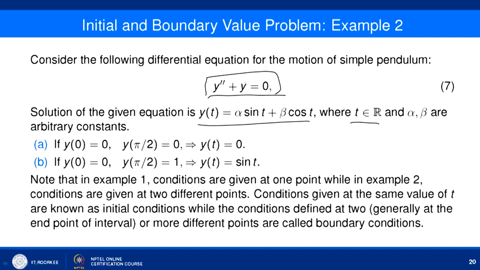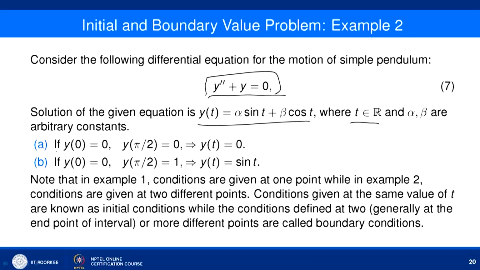Now since it is a second order differential equation, we need two conditions. So if we consider the following two cases: first condition, if y(0) is 0 and y(pi by 2) is equal to 0, we can check that y(t) is coming out to be 0, and if y(0) is equal to 0 and y(pi by 2) is equal to 1, then the solution is coming out to be y(t) equal to sin t. This you can easily check.